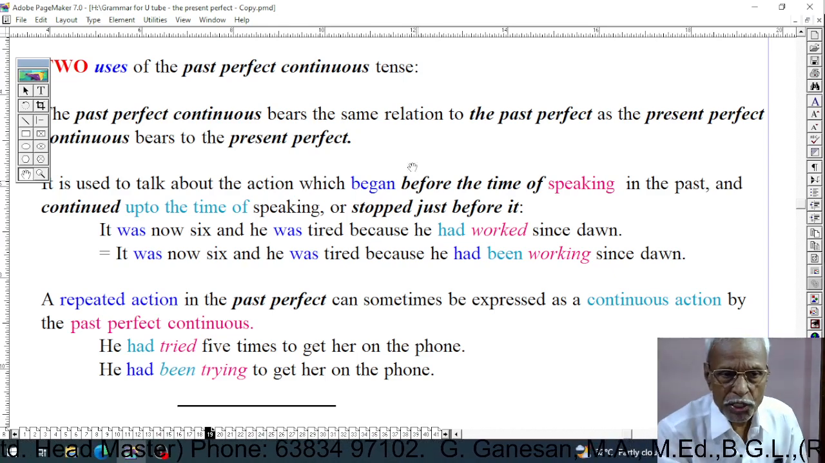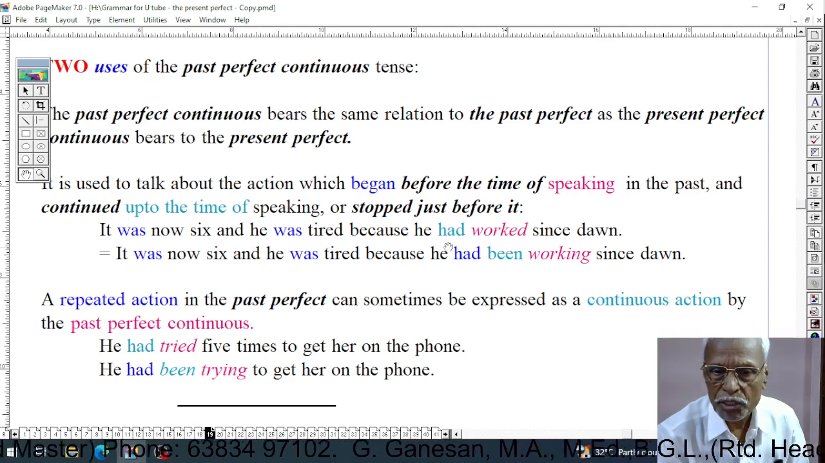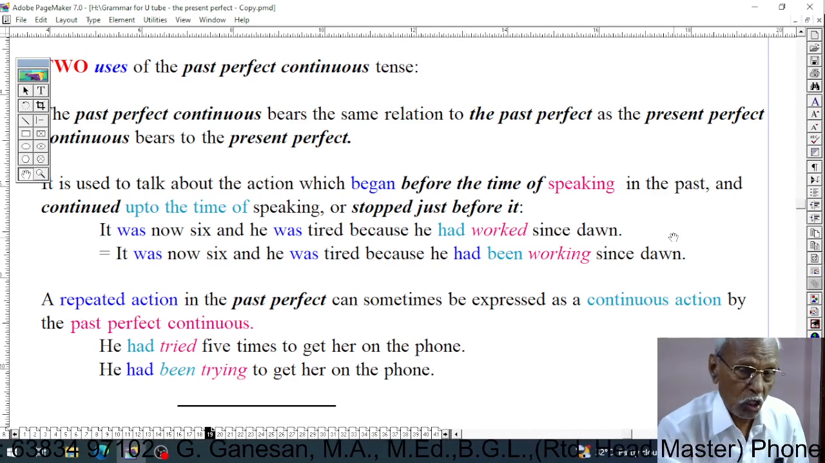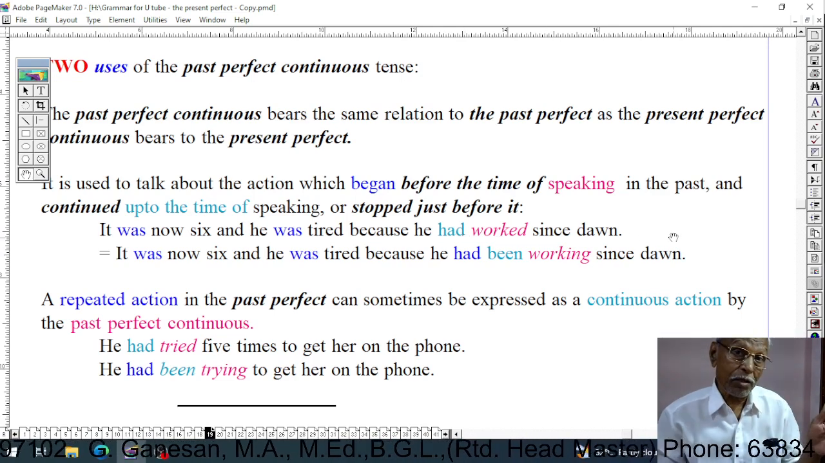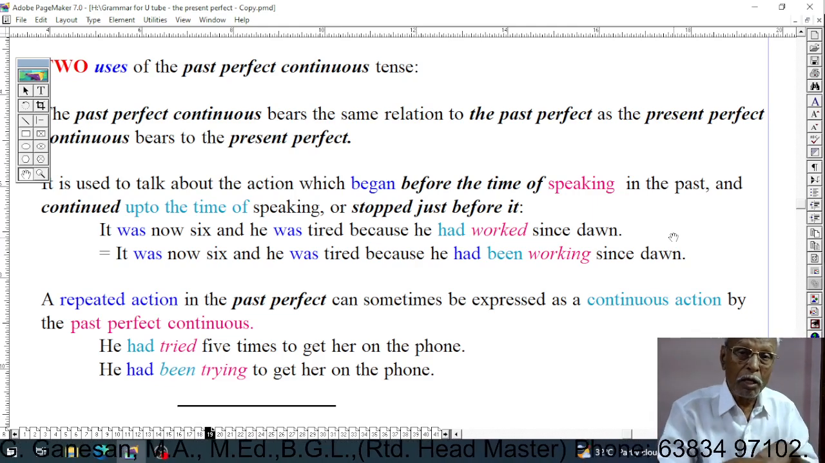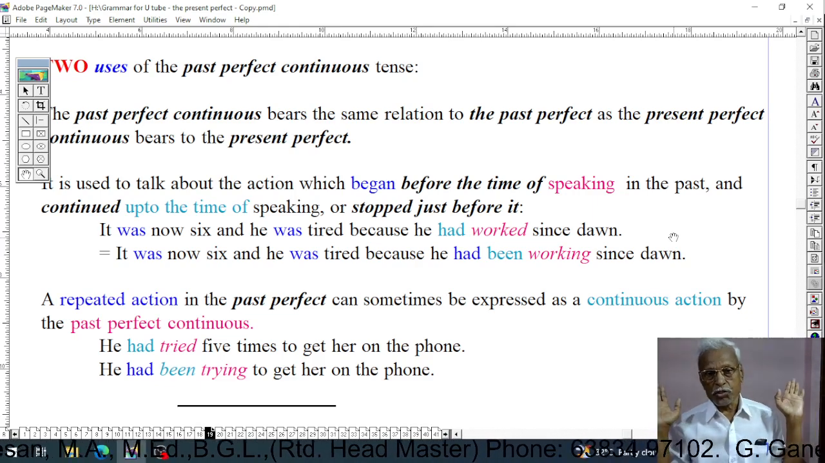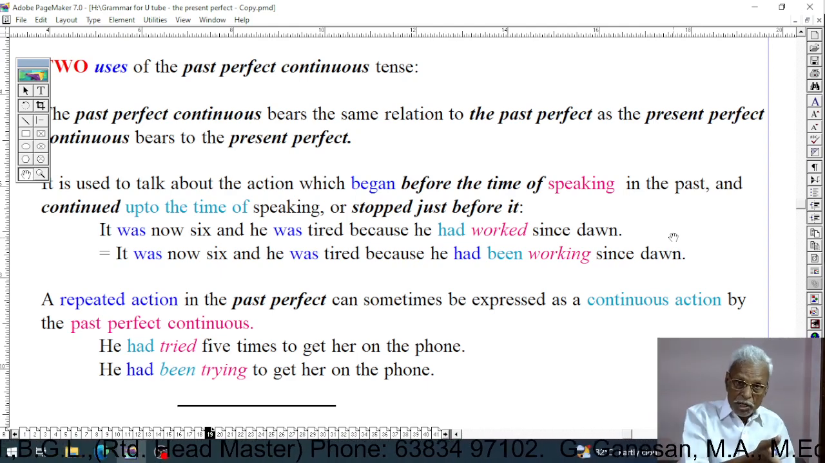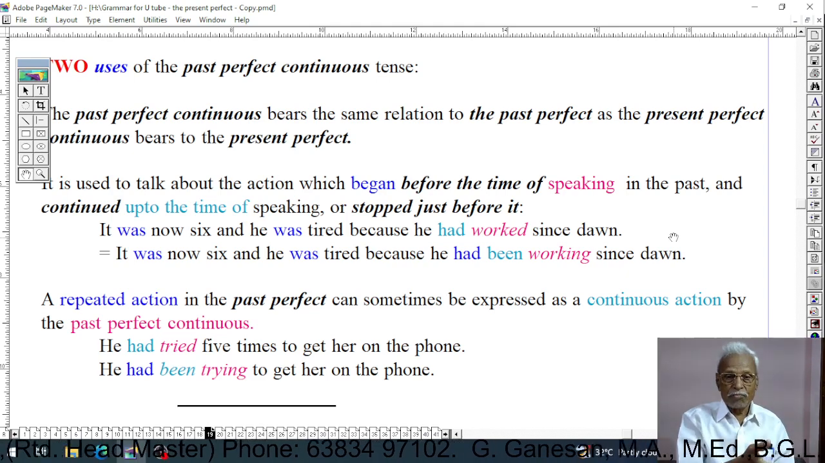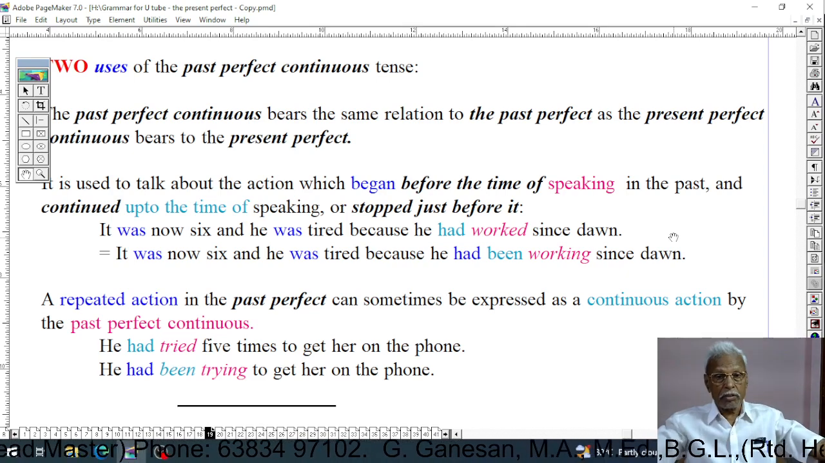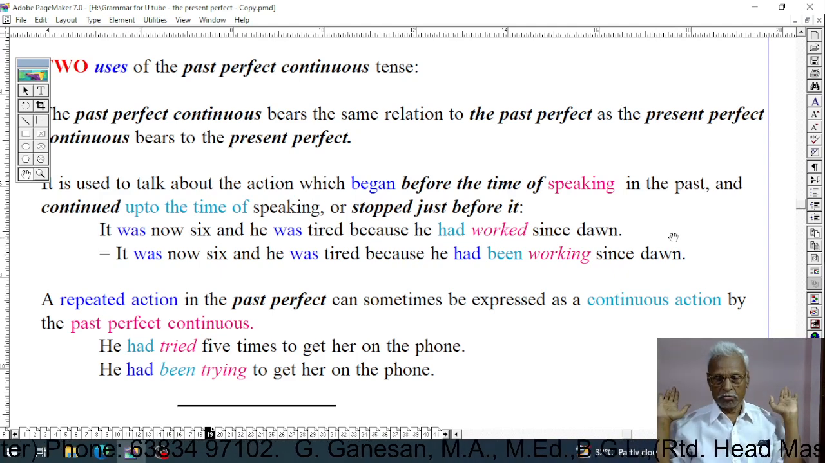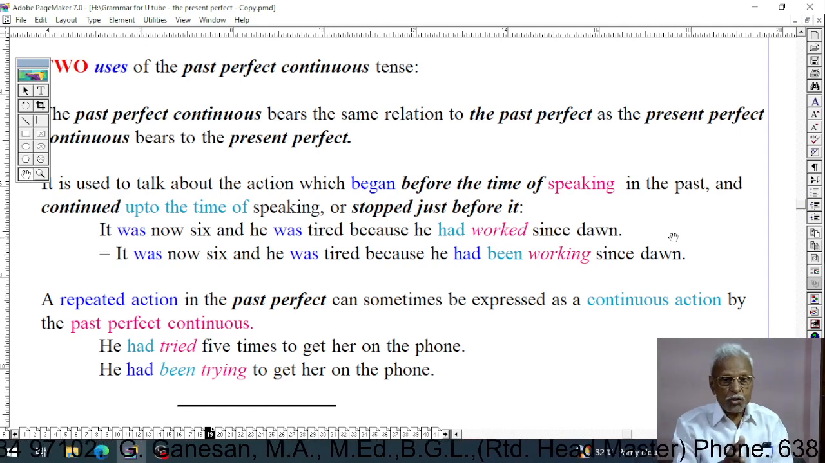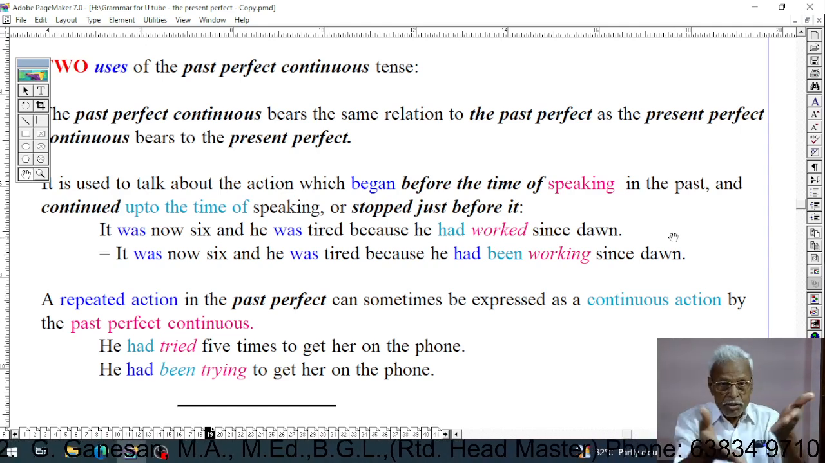Okay, it was now 6 and he was tired because he had worked since dawn. It is past perfect. He had worked since dawn. As he had worked since dawn, at 6 he was tired. That's the message. It can be expressed using the past perfect continuous also. See, he was tired at 6 because he had been working since dawn. He was very tired at 6 because he had been working since dawn. Okay?